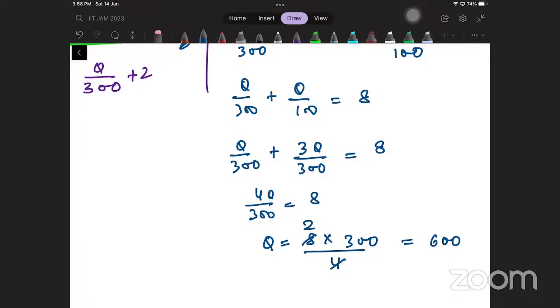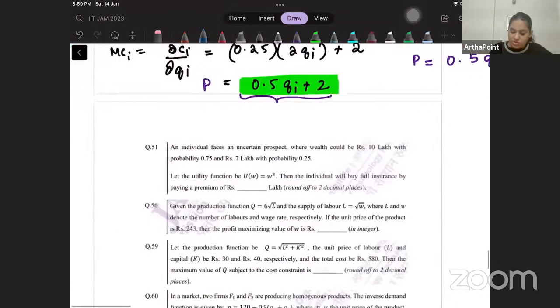So this is going to be your quantity supplied in the market. Q will be 600. So pretty simple question, but it again uses two properties. First, marginal cost is the supply curve of the firm. Second, whenever you have to find the supply of the market, you have to use the rule of horizontal summation. Adding quantities of individual firms together will give you the quantity supplied in the market. That's what is important. Okay, so this gives us 600.